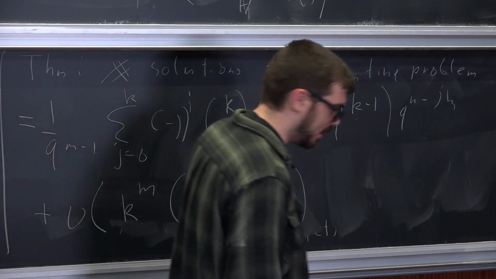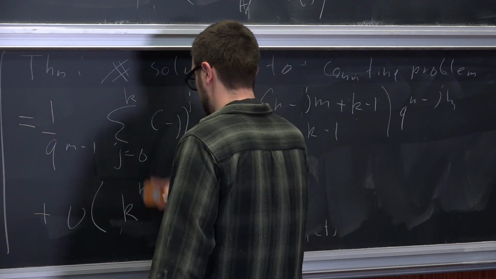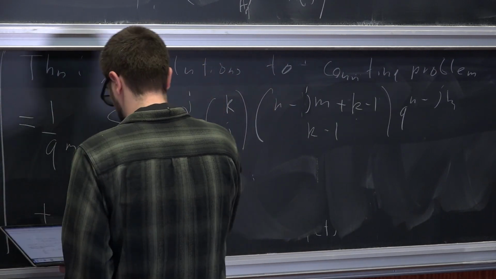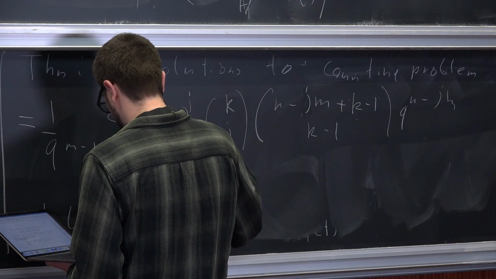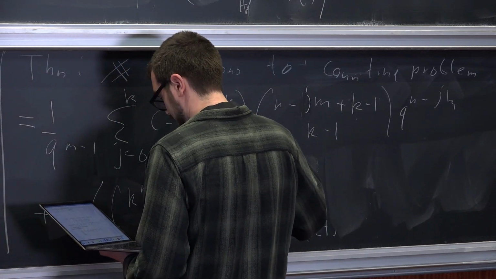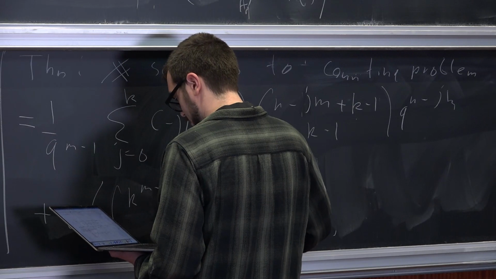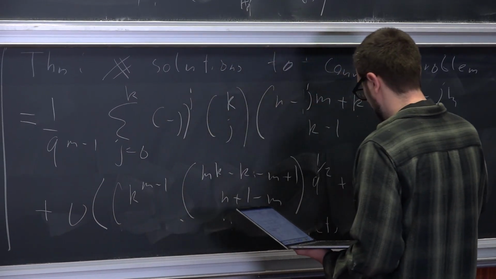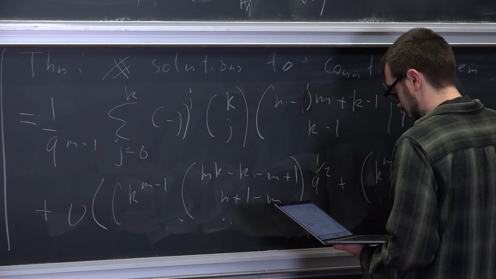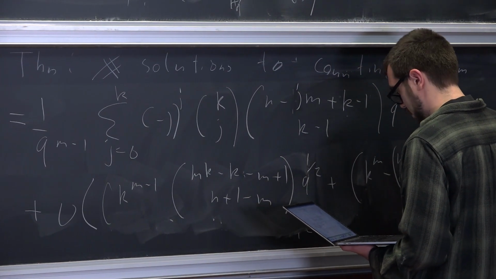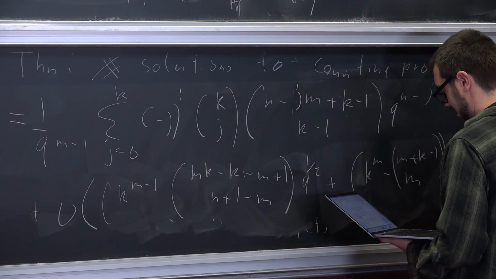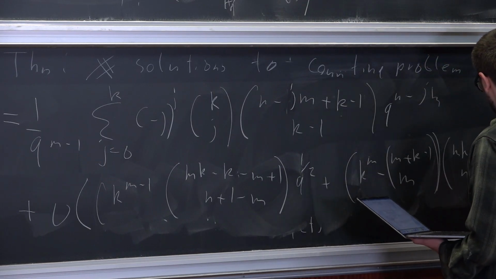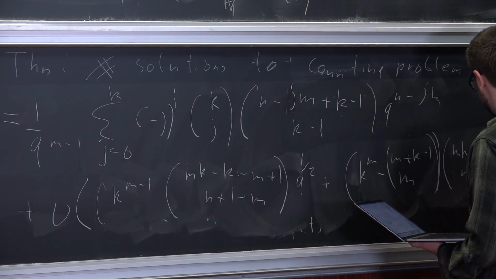Sorry, let me actually write it in more detail, slightly smaller. k to the m minus 1, mk minus k minus m plus 1, m plus 1 minus m, q to the 1/2, plus k to the m minus m plus k minus 1, choose m, mk minus m minus k, choose n minus m, q to the m minus m over 2.